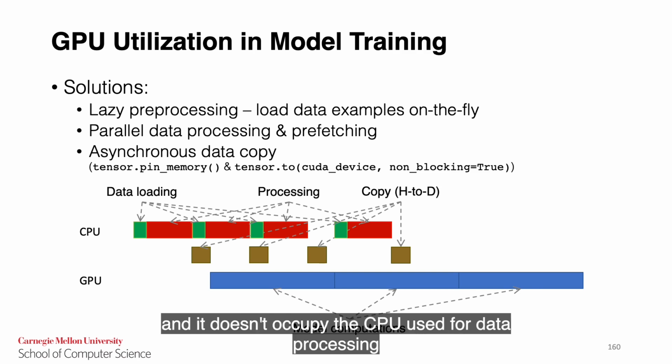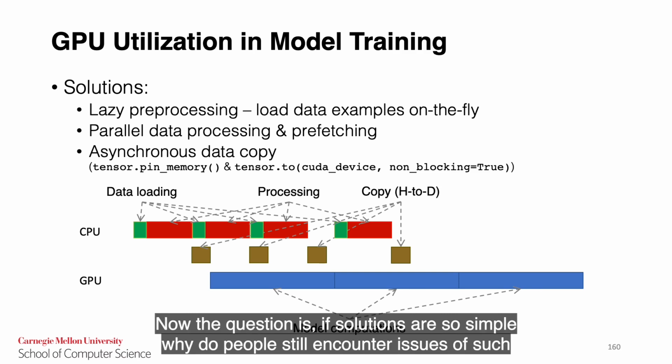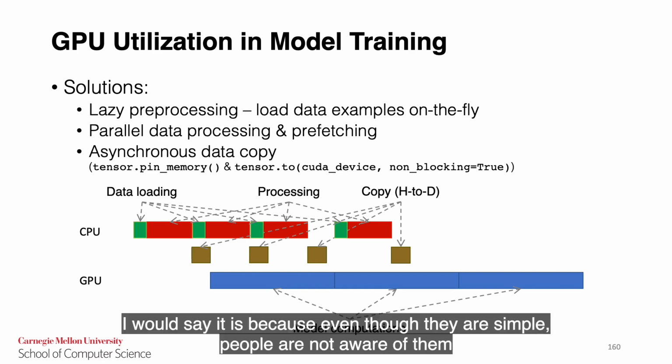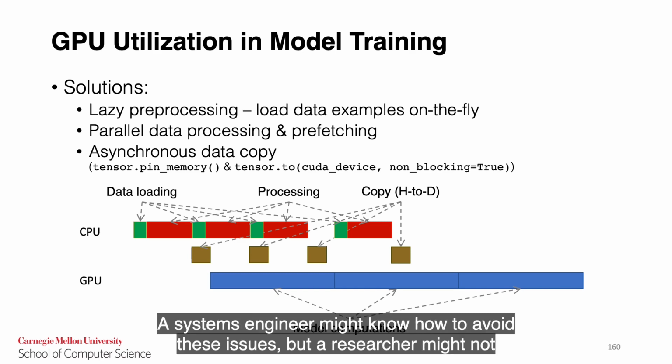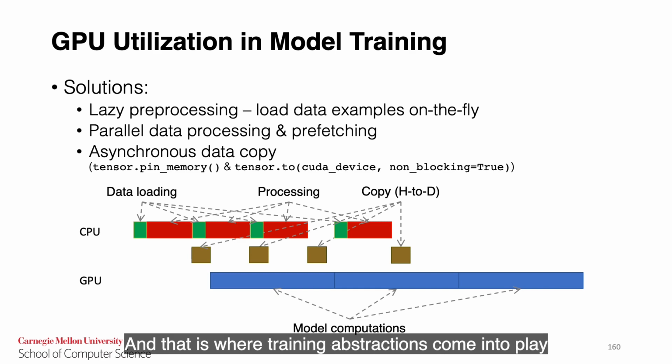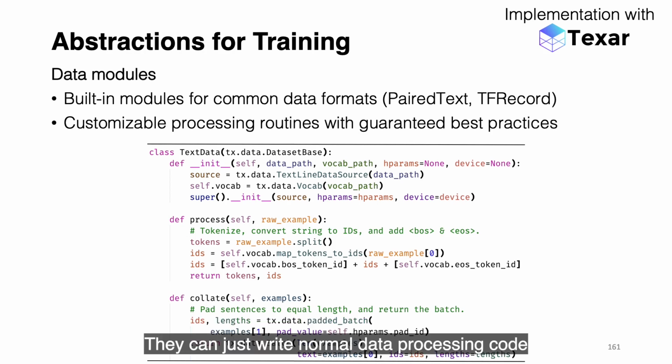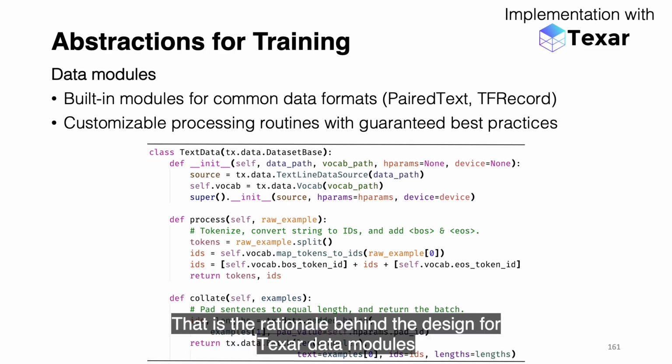Now, the question is, if solutions are so simple, why do people still encounter issues of such low GPU utilization? I would say it is because even though they're simple, people are not aware of them. A systems engineer might know how to avoid these issues, but a researcher might not. And that is where training abstractions come into play. Ideally, researchers should not have to worry about any of this. They can just write normal data processing code, and the abstraction should take care of all of these. And that is the rationale behind the design for Texar data modules.